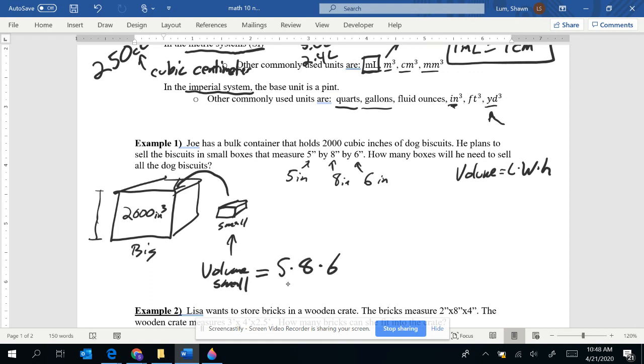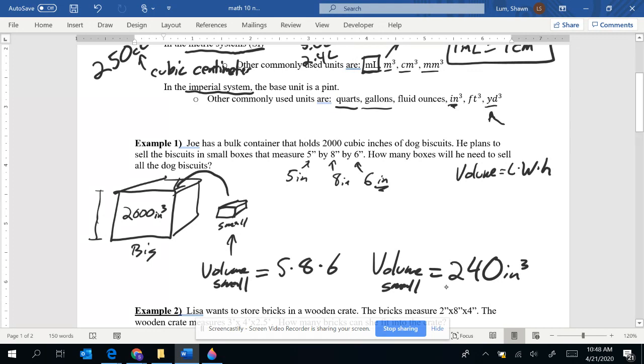So the volume of the small box equals 5 times 8 times 6. You can use a calculator. And we get 240. And since this is in inches, we're going to write inches as well. Since we went inch times inch times inch, that becomes inches cubed. So the volume of the box is 240.